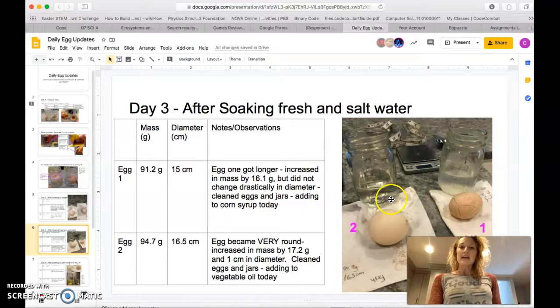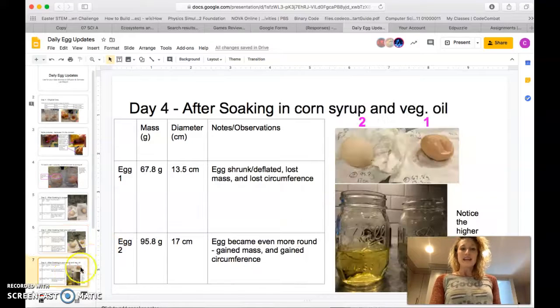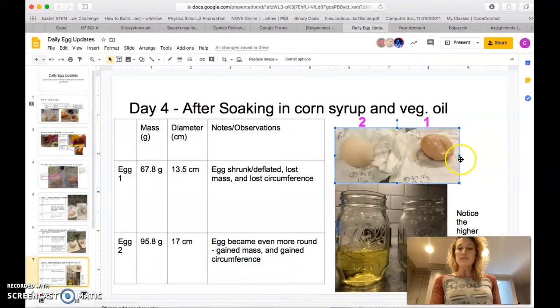And then I added, to egg number two, vegetable oil, which I know is less dense than water. And to egg number one, I added corn syrup, which is a whole lot more dense than water. And I want to show you what happens the next day. So then the next day, it soaked in the corn syrup and the vegetable oil, and oh my goodness, if you can't see this very clearly, I'm gonna blow it up for you.